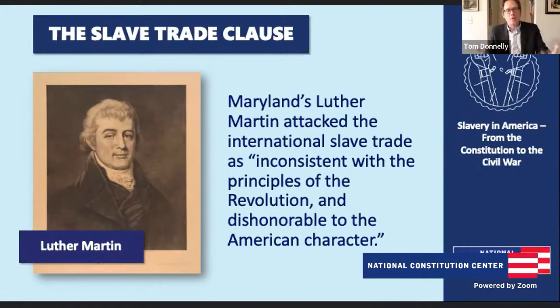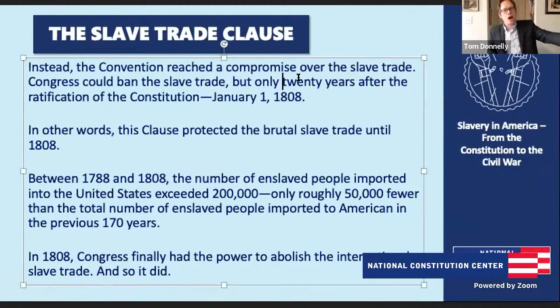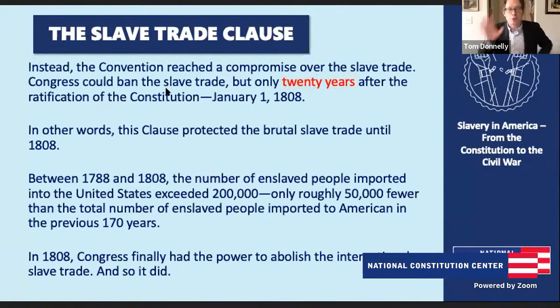In the end, the delegates compromise. They say for 20 years, we're going to take away any power from Congress to touch the Atlantic slave trade. The Atlantic slave trade will exist for that 20 years. But come 1808, we're going to give Congress the power to say yes or no. Ultimately, when 1808 comes, Congress says no, we abolish the Atlantic slave trade. But in the course of that 20 years, we would see 200,000 more people taken from Africa to America for enslavement.